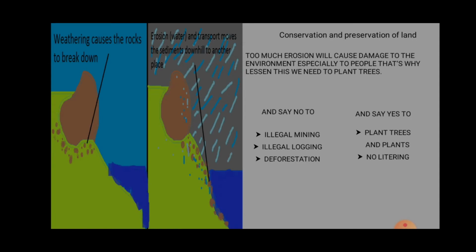Conservation and preservation of land. Too much erosion will cause damage to the environment, especially to the people. That's why, listen to this, we need to plant trees. Say no to illegal mining, illegal logging, and deforestation, and say yes to planting trees and plants. No littering.